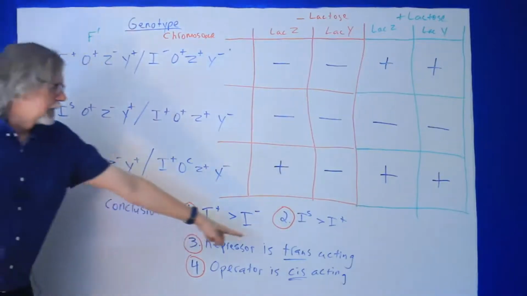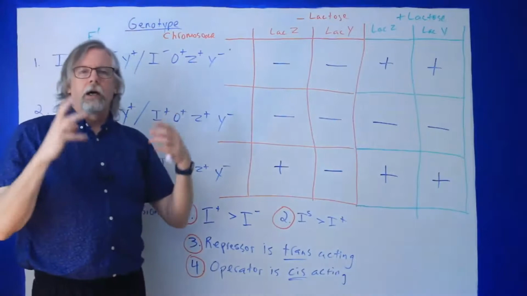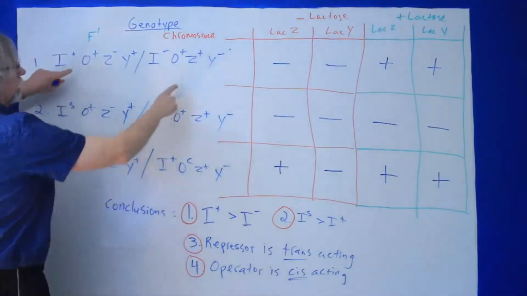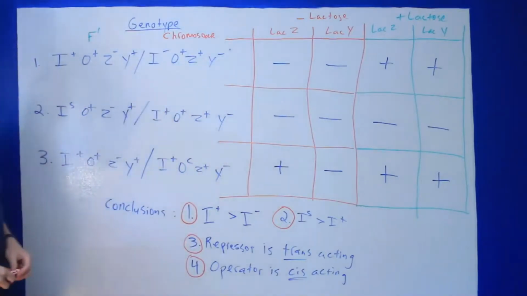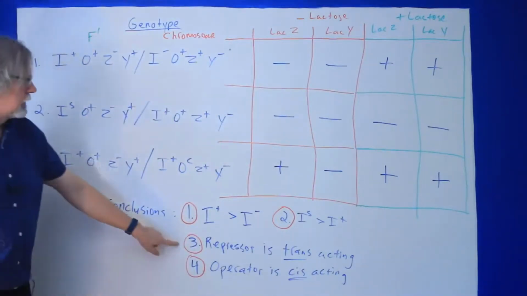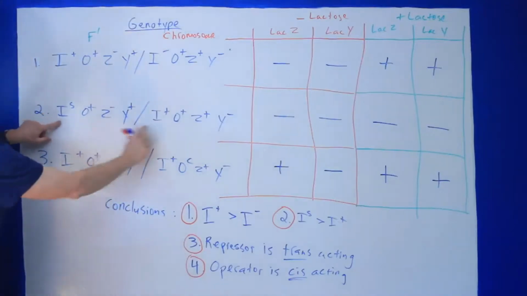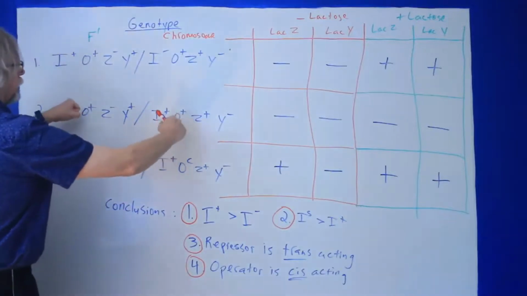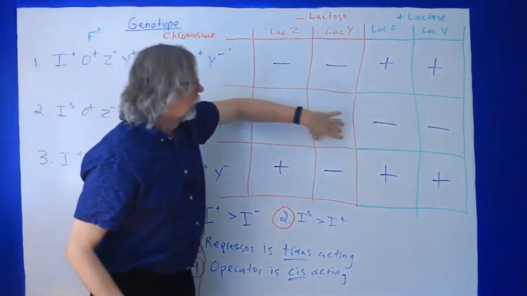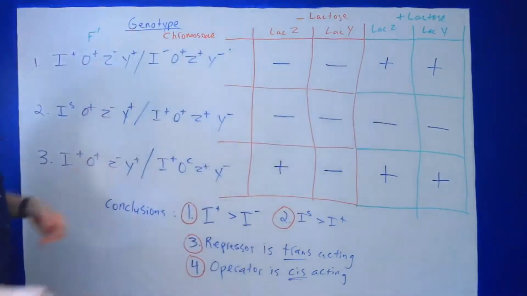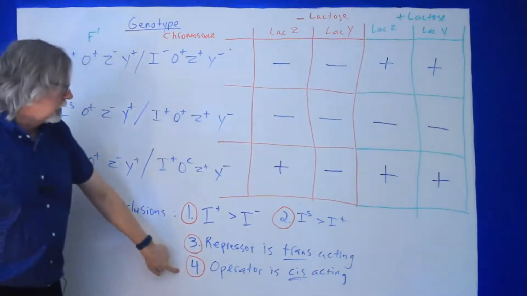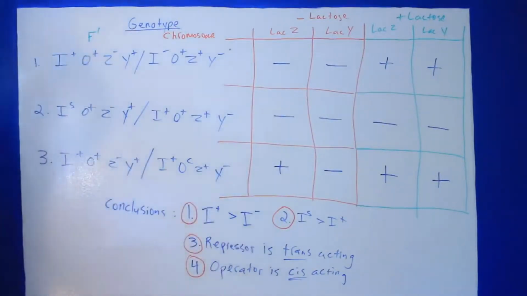That's what trans-acting means. It's a substance that's made and diffuses through the cell, and it can bind to either operator, okay? So the repressor is trans-acting, and you can also see that for this combination, the super repressor is going to bind to both operators, and it can't be pulled off either operator. And so adding lactose is not going to induce expression in the case of a super repressor. The final conclusion is that the operator is a cis-acting regulatory element.